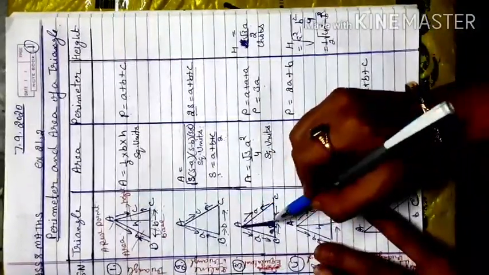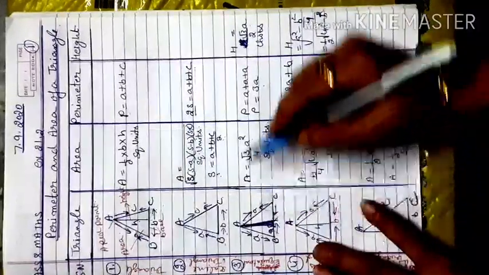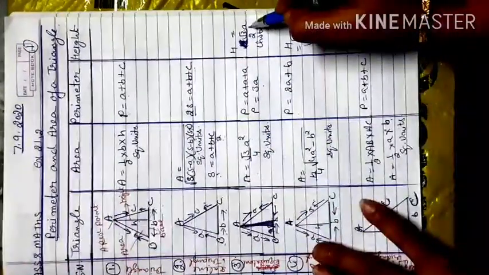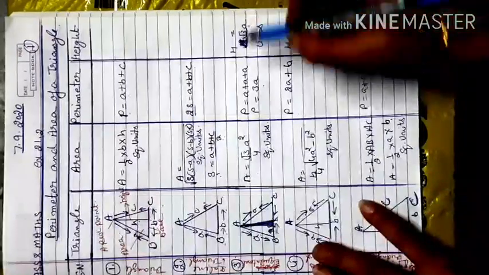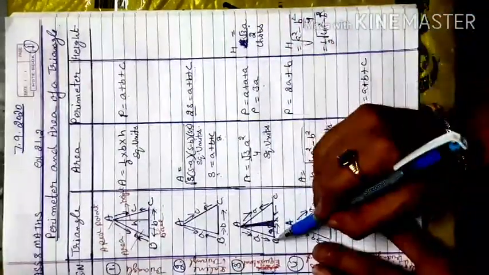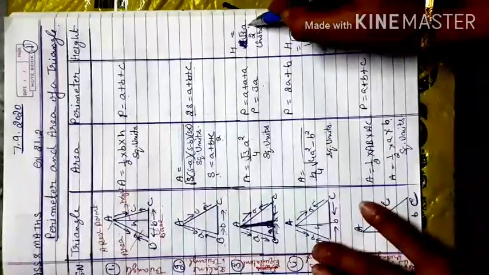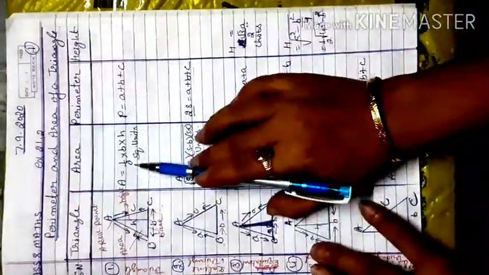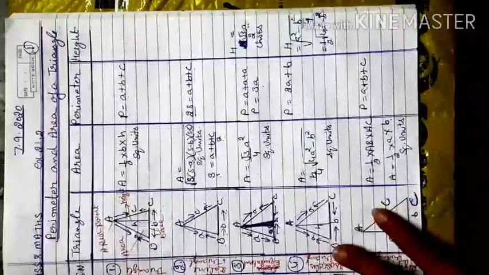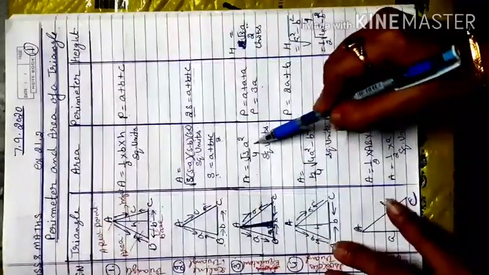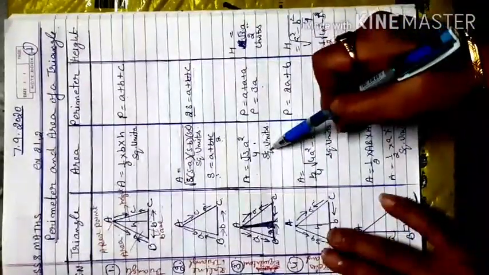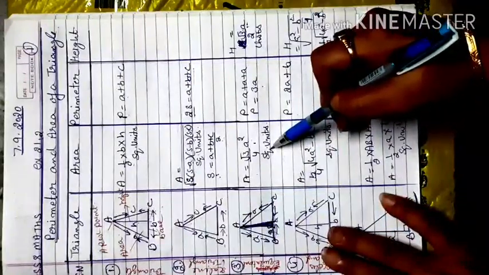When you apply Pythagoras theorem to find this height, you will get root 3 by 2 a. So when you apply the same formula, half into base into height, this is base a, this is height root 3 by 2 a, then half into base into height, you will get root 3 by 4 a square. In this way you can easily identify the formula in your exam.